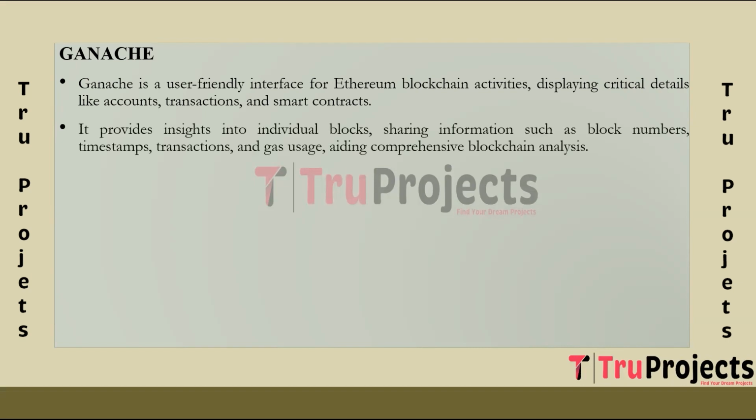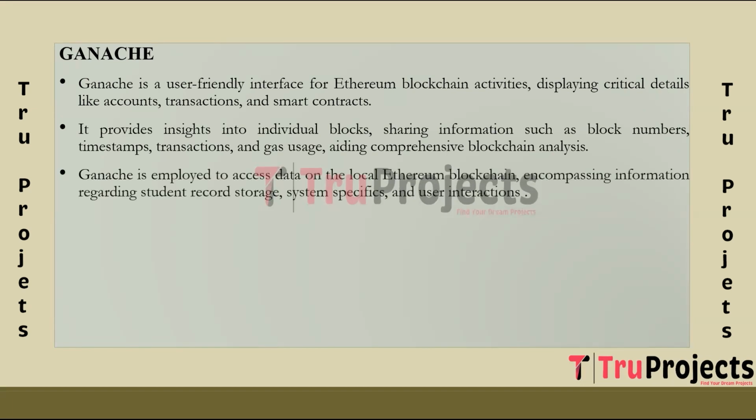Ganache lets us dive into the details of each block on the Ethereum blockchain. We can find out when a particular block was added, what transactions took place within it, and how much computing power, which is gas, was used. Ganache also enables data retrieval from the stored blocks, allowing developers to access and analyze specific block information. Ganache is employed to access the data on local Ethereum blockchain, encompassing information regarding medical report, student records, etc.